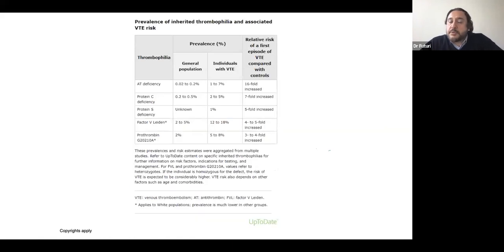When we look at the prevalence of inherited thrombophilia and associated VTE risk, as you can see again, the antithrombin 3 deficiency prevalence in the general population is not very high. So as we go down the list, most commonly, again, are the factor V Leiden mutations and the prothrombin gene mutations. Now, if you do have an antithrombin 3 deficiency, your risk of a blood clot is much higher, about a 16-fold increase compared to a patient that may have factor V Leiden or prothrombin gene mutation.